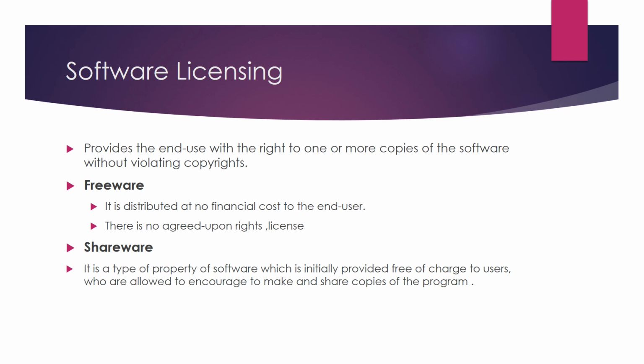When it comes to software licensing, it provides the end user with the right to one or more copies of the software without violating copyrights. There are two types of software licensing: freeware and shareware. Freeware is distributed at no financial cost to the end user. There is no agreed-upon rights or license. Then comes shareware. It's a type of software which is initially provided free of cost to users, who are encouraged to make and share copies of the program.